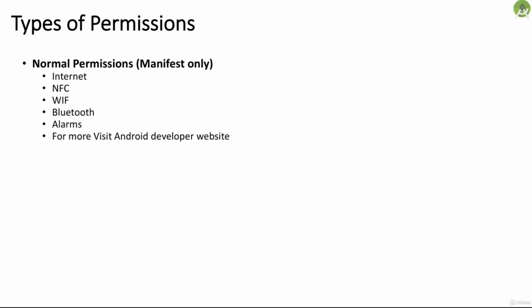So this is the type of permission. This is the normal permission, like access to internet, NFC, Wi-Fi, Bluetooth, alarm, and more. You can visit the Android developer website. For this type of normal permission, you don't have to add access to the permission inside the code. You just have to define the permission in the manifest file. You will see it next.